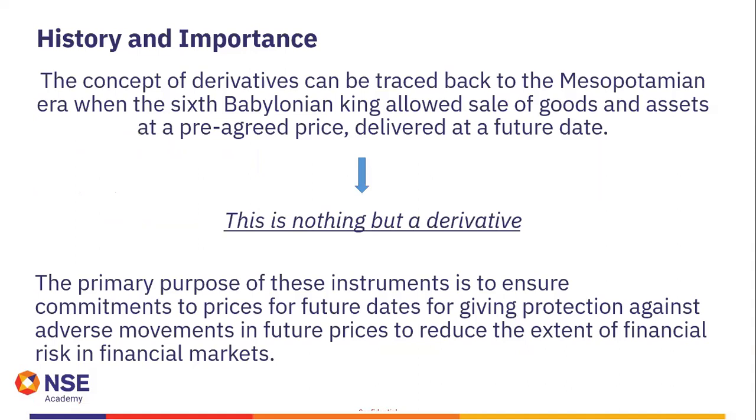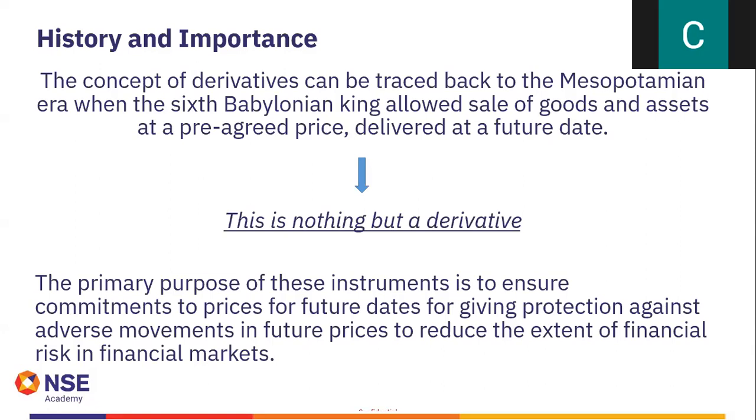Coming to the history and importance, the concept of derivatives is very old. It is not something designed 2-3 decades back; it goes back centuries. It can be traced back to the Mesopotamian era, when the 6th Babylonian king allowed sale of goods and assets at a pre-agreed price delivered at a future date. This transaction is nothing but a derivative contract.